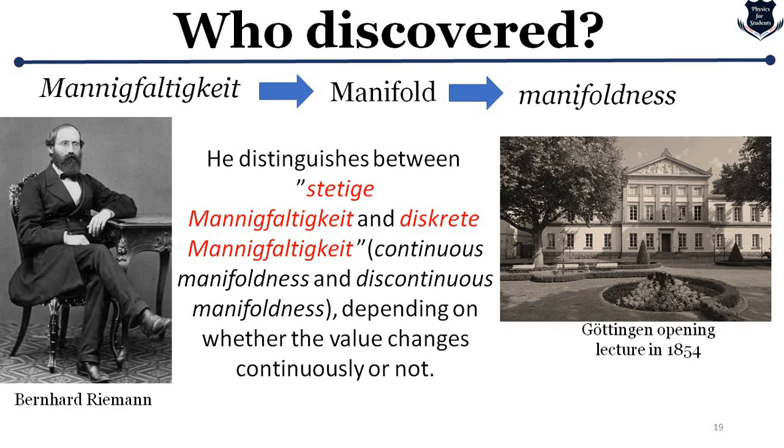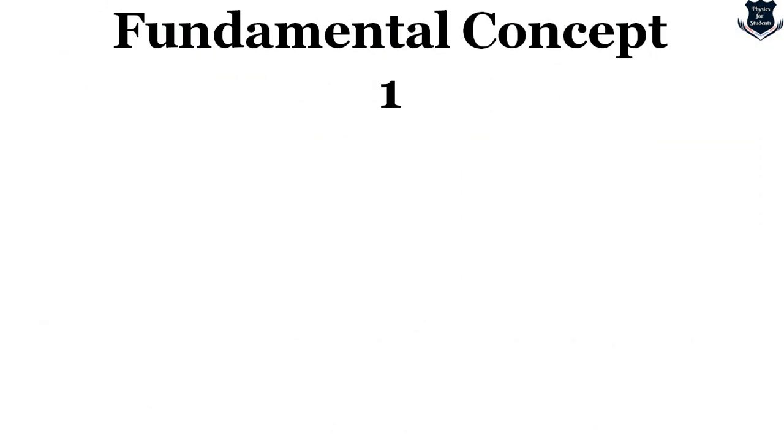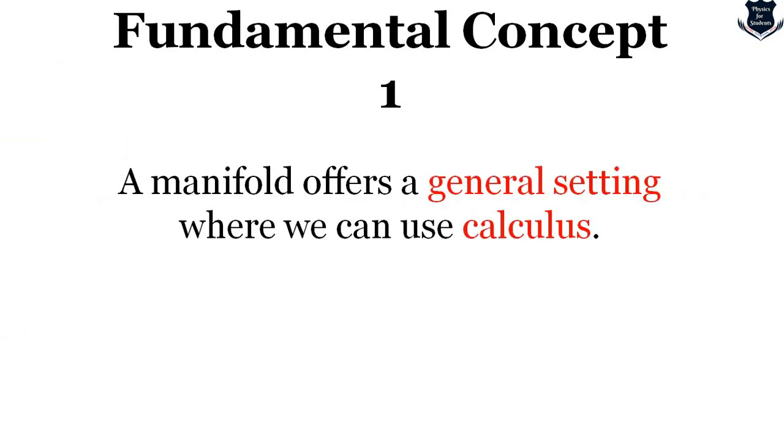So this was just a kind of an idea in the opening Göttingen lecture, which he gave in 1854, and that actually changed the entire course of our understanding of history. It is considered one of the most revolutionary papers ever produced by Bernhard Riemann. So what do we understand from this?